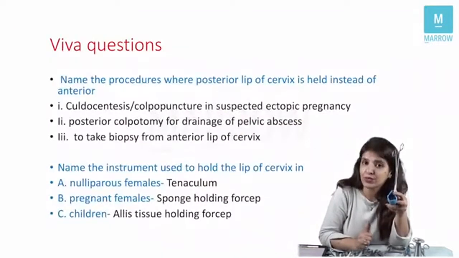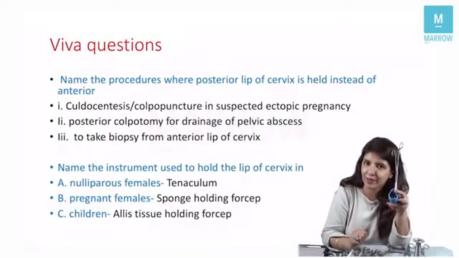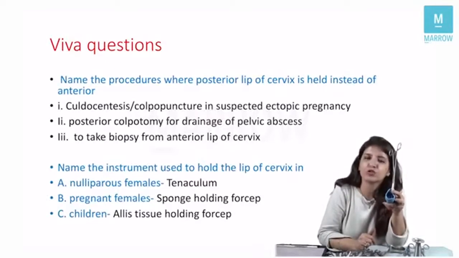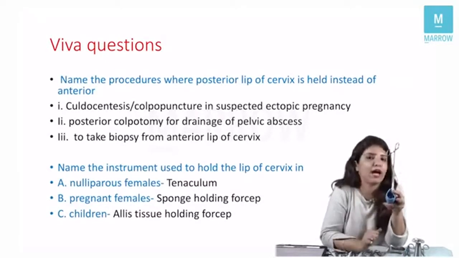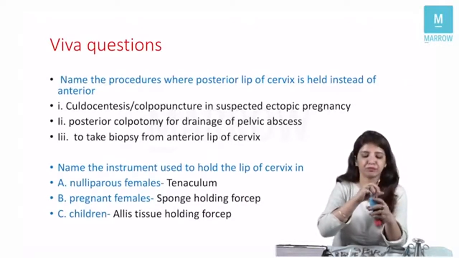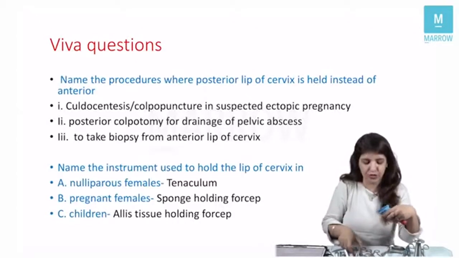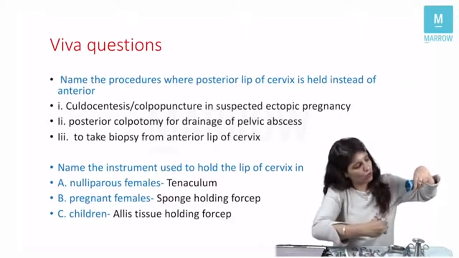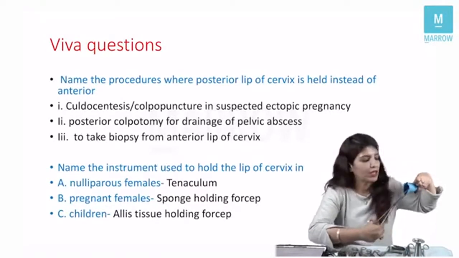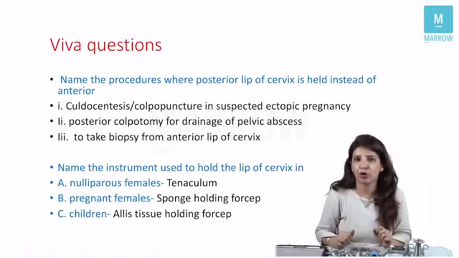So what are the procedures which you do via the posterior fornix? Number one, culdocentesis. Culdocentesis is one procedure which would go via the posterior fornix into the pouch of Douglas. Colpopuncture, again. Number two, if you want to drain a pelvic abscess, that is posterior colpotomy, in that case you will have to hold the posterior lip of the cervix. Number three, suppose you have to take any biopsy from the anterior lip of the cervix. In that case, you are going to hold the posterior lip, right? So these are the places where you have to hold the posterior lip of the cervix.